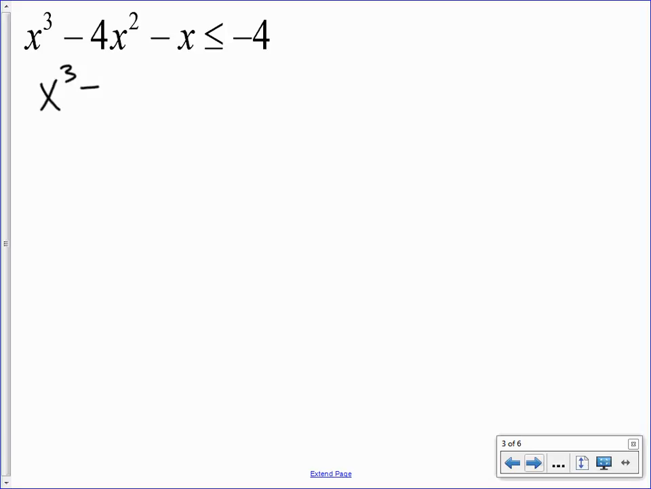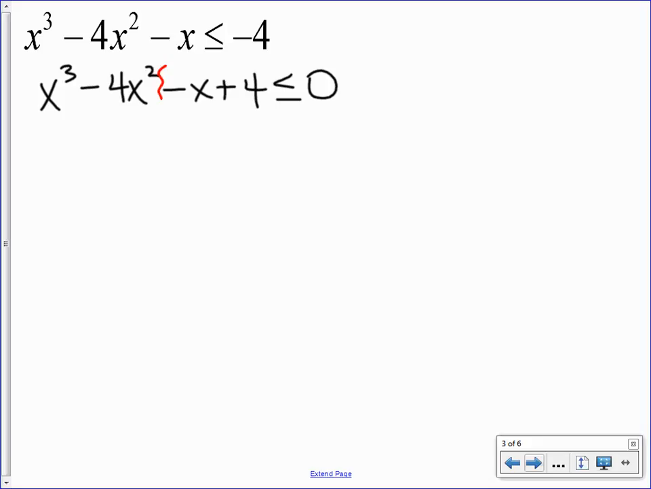So x cubed minus 4x squared minus x plus 4 is less than or equal to 0. Okay? So we're looking at where this polynomial is less than or equal to 0. So now that we have it set equal to 0, let's find our zeros. How would you like to do that? Kyler would like to factor by grouping. Is that okay with you? If you can factor, it's going to be quicker.